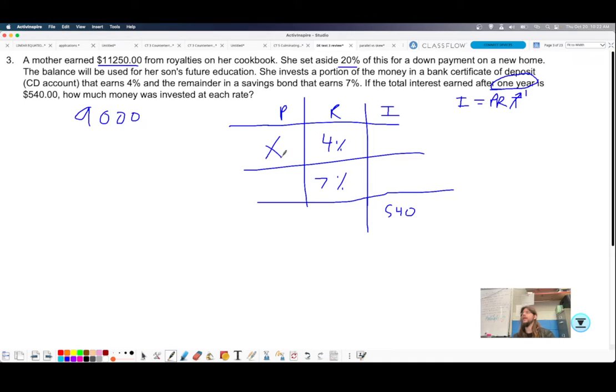Now, if you put X amount into the 4%, how much should you put in the 7%? The remainder, which, how do we figure out the remainder? Subtraction. Subtraction, Brayden. Subtraction.